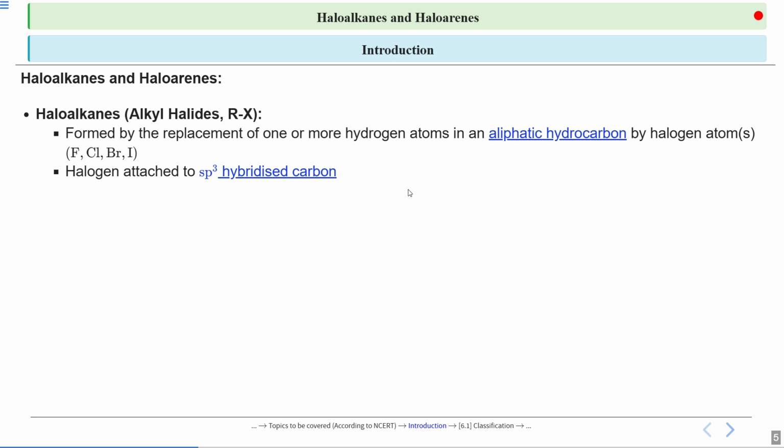4 different bonds. In the aliphatic hydrocarbon, after the replacement of one or more hydrogens by halogens, one of the bonds is occupied by the halogen. So the halogen is bonding with carbon with one bond, and the other bonds are occupied by hydrogen and carbon. So the carbon is going to have singly bonded atoms around itself. That means the halogen is attaching with the carbon that is sp3 hybridized.